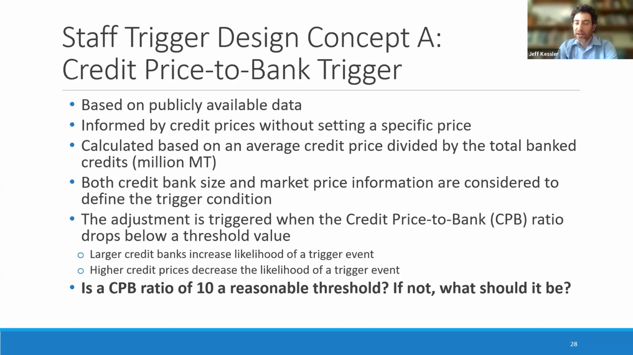As seen on the next slide, staff think that a credit price to bank ratio, or CPB ratio, of 10 may be a reasonable threshold based on historic data. However, due to changes in the credit market in the future and current credit banking trends, a different threshold may be more reasonable going forward.